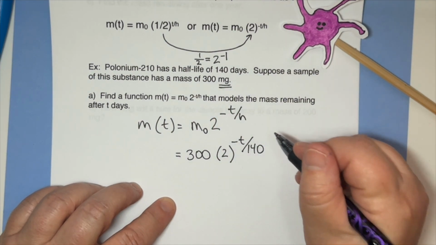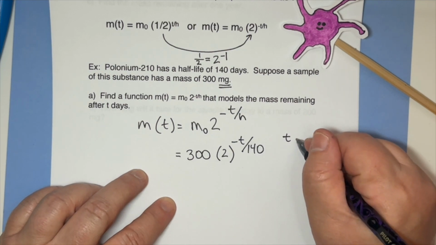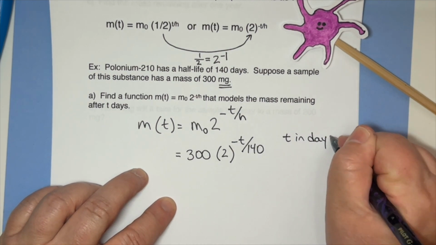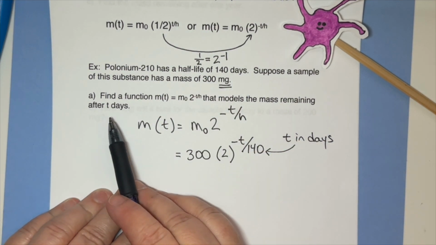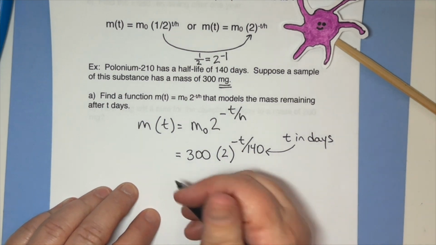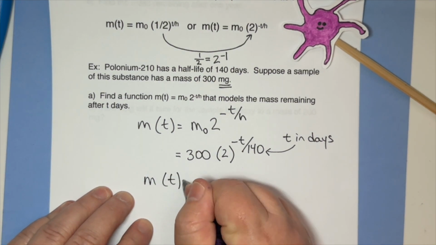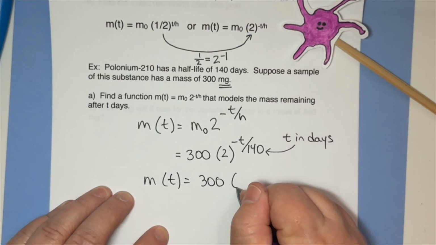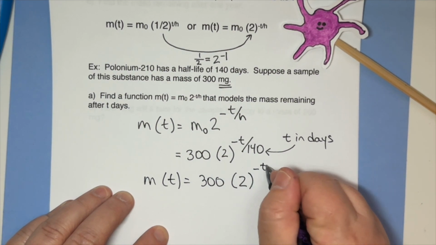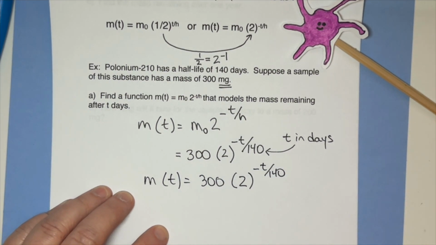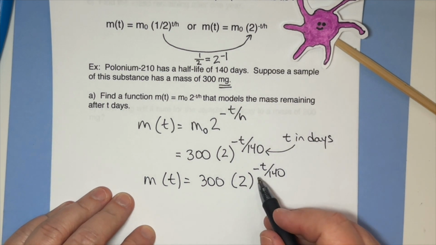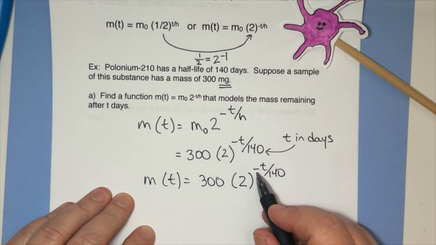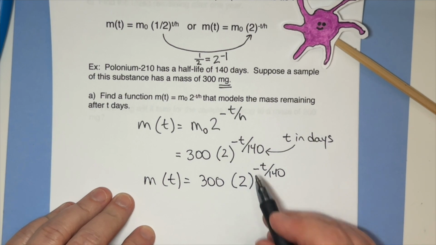And here, t is in days, because 140 is in days. But that's okay, because t is in days there. So m of t is 300 times 2 to the opposite of t divided by 140. And that's it. That's all we have to do. So it's just as straightforward as doubling time, except in this case, instead of doubling, it's halving time. So it's a negative exponent.